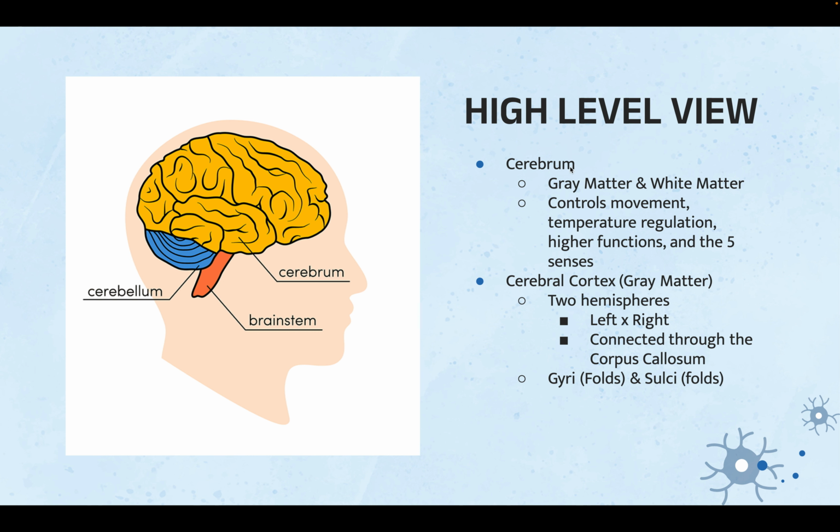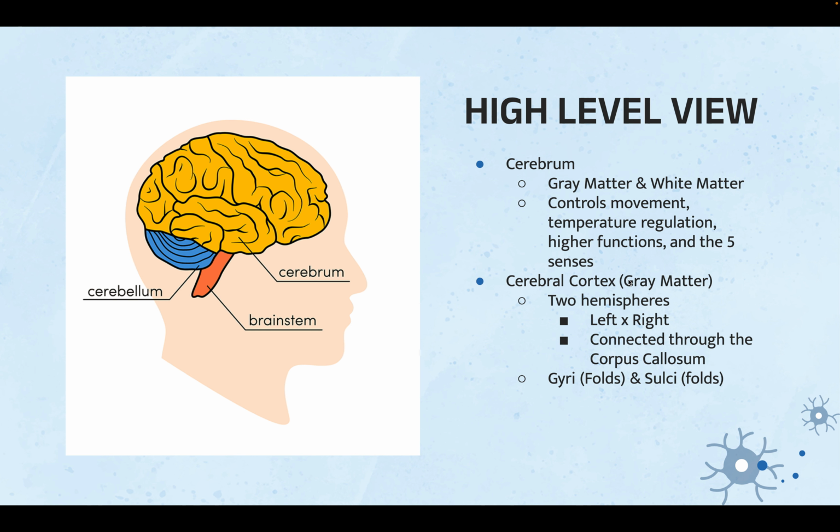What the cerebrum does is controls movement, temperature regulation, higher functions in the five senses. You could basically think of it as containing the four lobes, which is pretty obvious here with the occipital, parietal, temporal, and frontal lobe here.